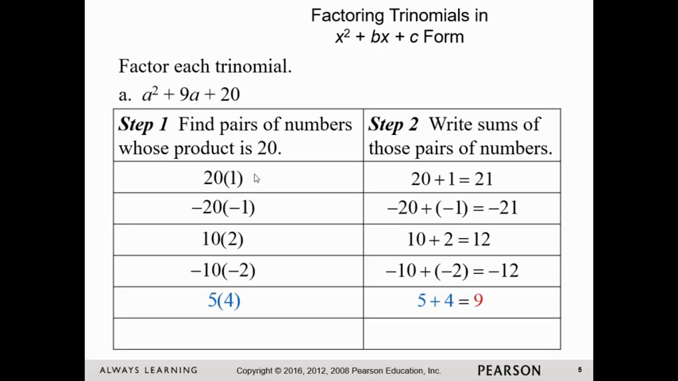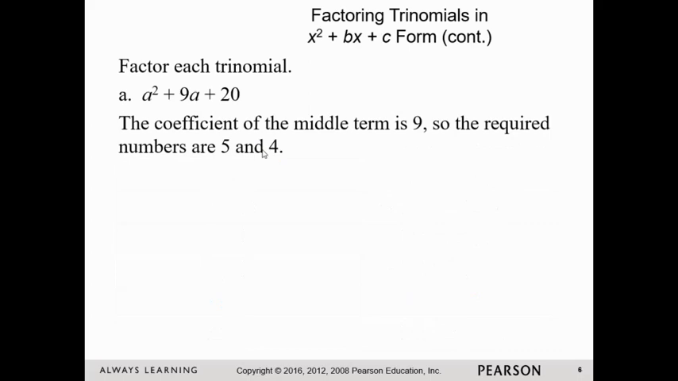So we found our pair of numbers that we want to use to factor this trinomial. Then there's negative 5 and negative 4. They give us a negative 9, but we want a positive 9. So we found it, 5 and 4. Keep those numbers in mind. As it says, the coefficient of the middle term is 9, so the required numbers are 5 and 4. So here's the factored form, a plus 5, a plus 4.